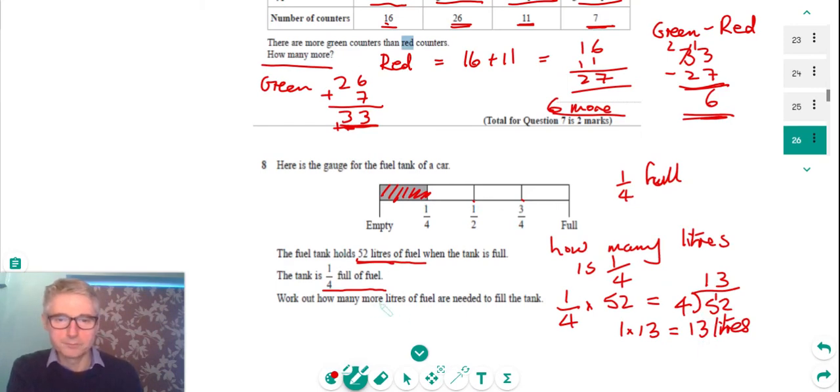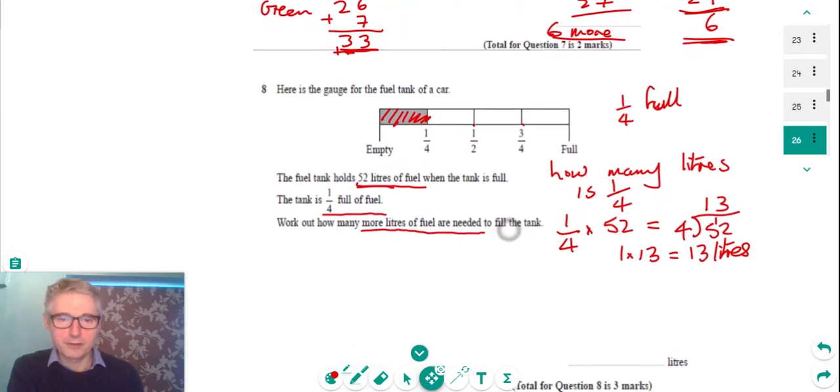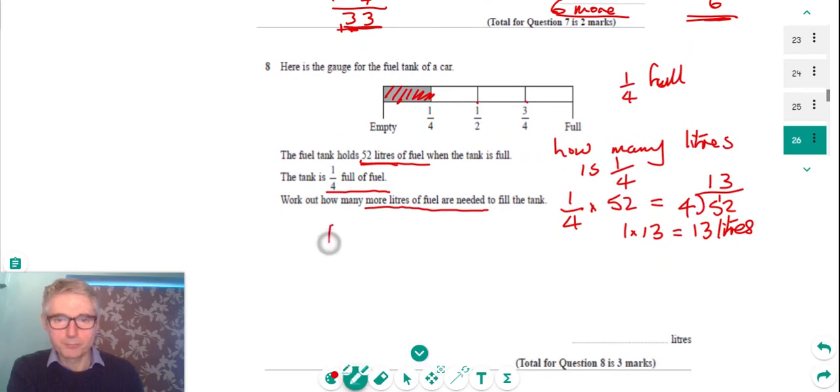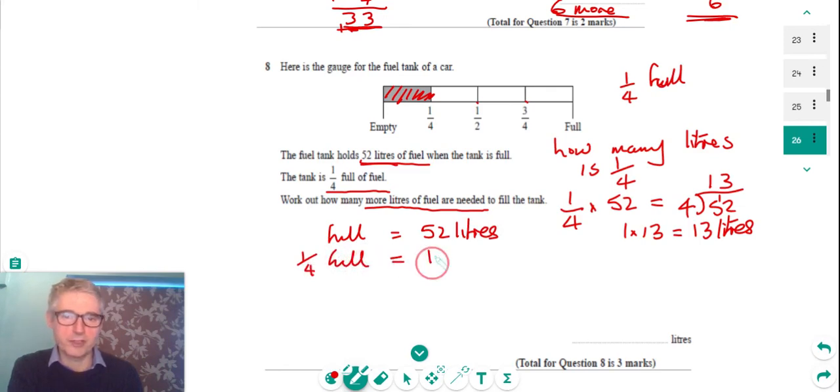But we want to know how many more litres are required to fill the tank. Well, when it's full, we've got 52 litres, and when it's a quarter full, that means we've got 13 litres. If we were to take the 13 from the 52, that would tell us how much more we require. So I'm going to take that away from that.